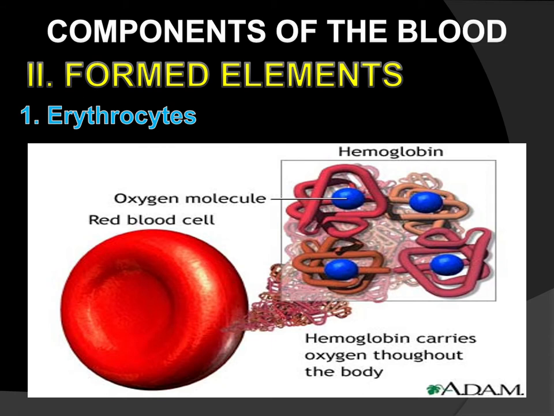One RBC has two alpha and two beta chains. Now, these are the hemoglobin chains, each carrying one oxygen atom. So there are four oxygen atoms in a single hemoglobin. And as mentioned kanina, we have about 250 million hemoglobin in a single RBC. So imagine how many oxygen molecules it can carry.